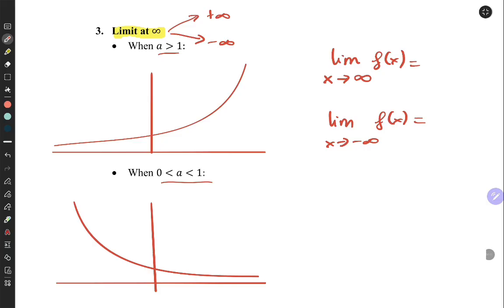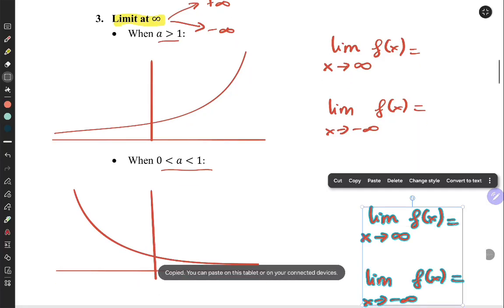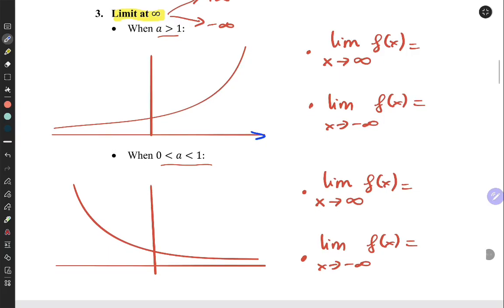Copy and paste down there. For each one of them, I need to answer these 2. One by one: positive infinity, negative infinity. Now we just look at the function. When you write this, it's easy to see. When x goes to positive infinity, where is your function going? Positive infinity, clearly. When x goes in this direction, your function shoots up.